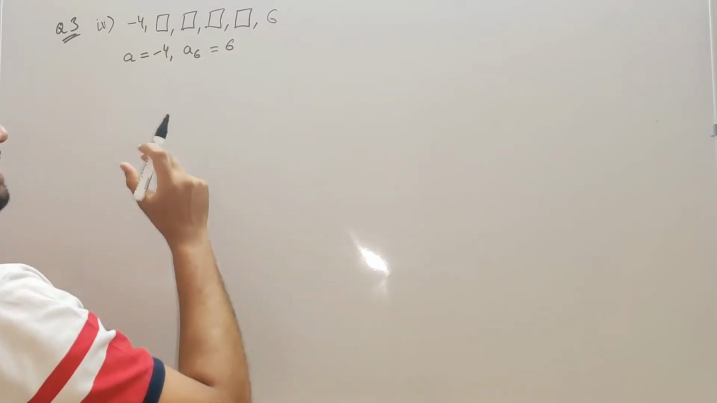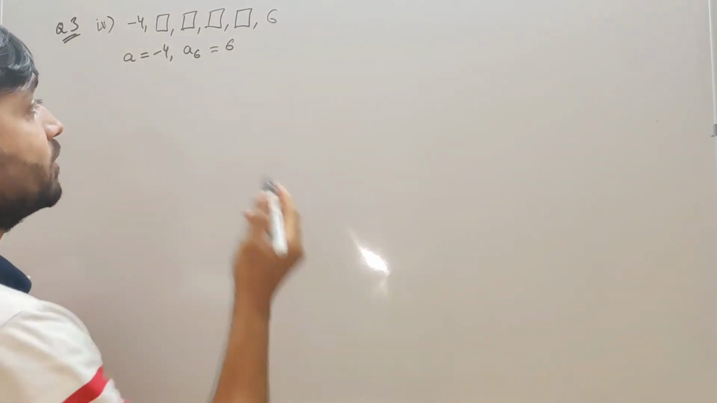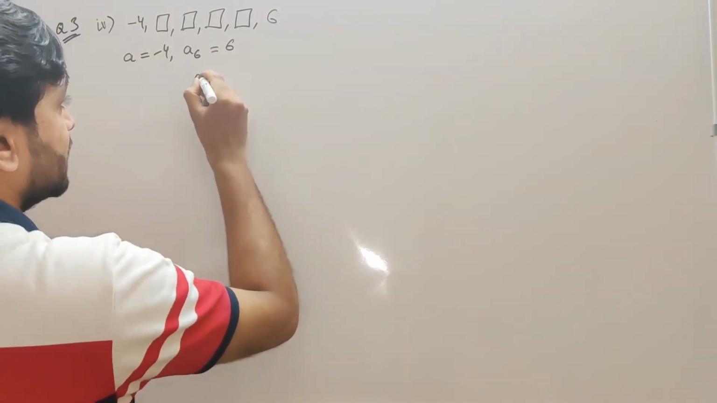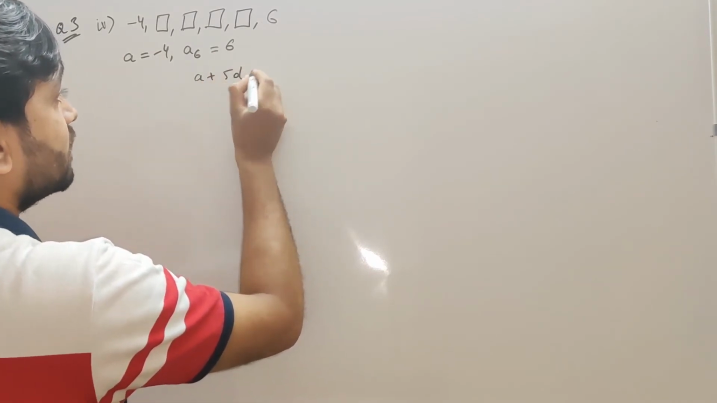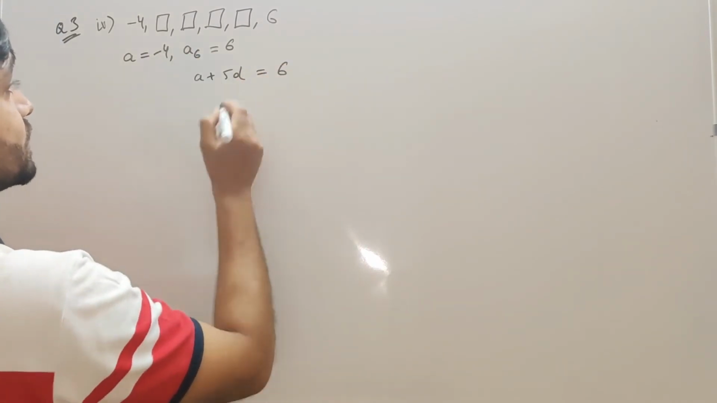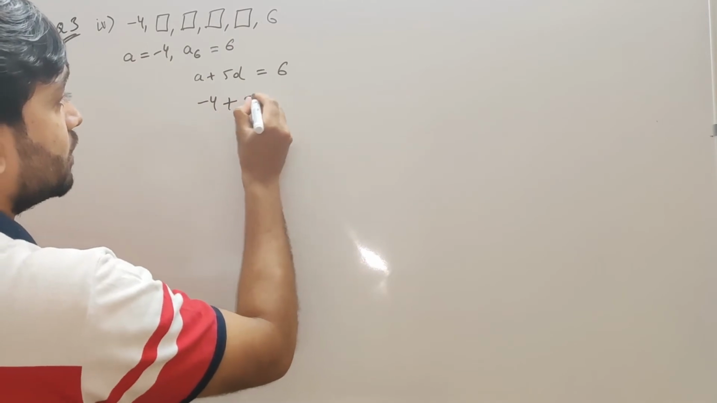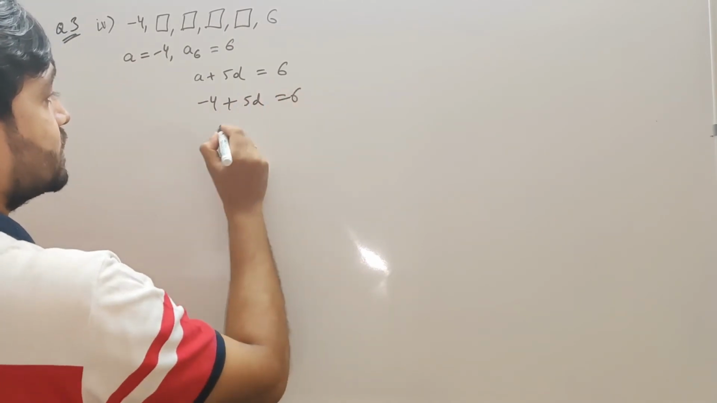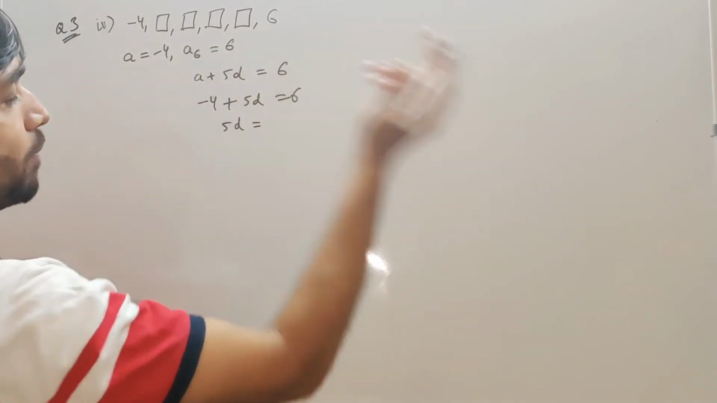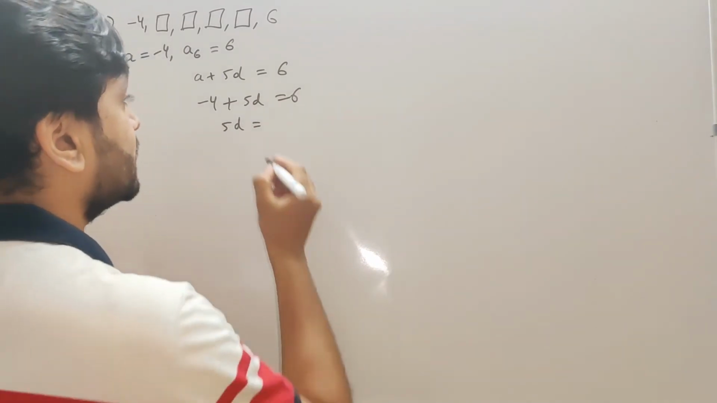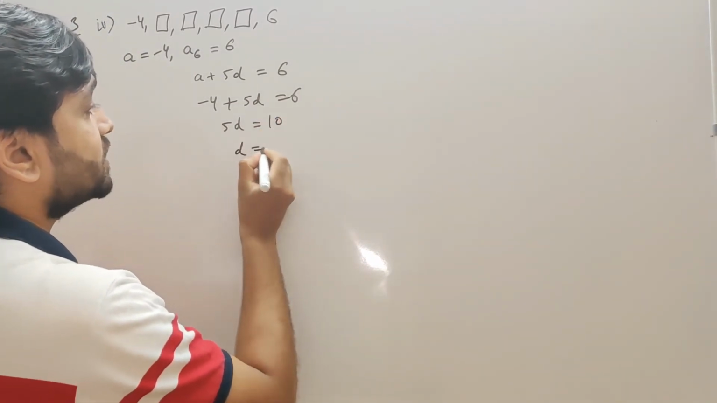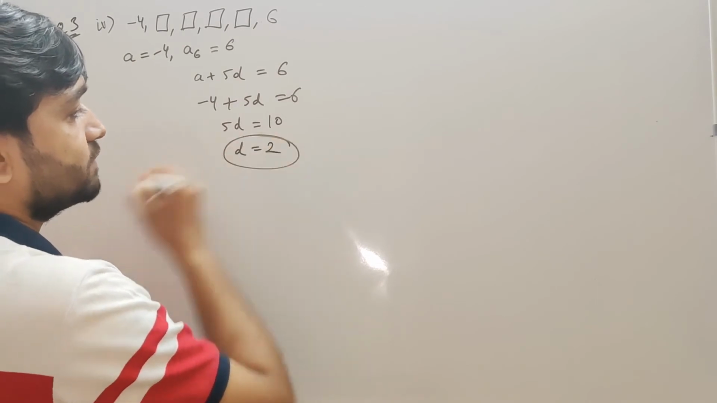Now a6 is given as 6. So for a6, I'll use the formula a plus (n minus 1) into d. So that will give me a plus (6 minus 1), 5d, is equal to 6. A value is known. I'll substitute here: minus 4 plus 5d is equal to 6. So 5d is 6 minus minus 4, it becomes plus. So you'll get 10. So d value is 10 by 5, which gives you 2.